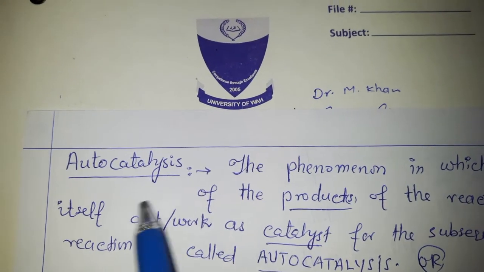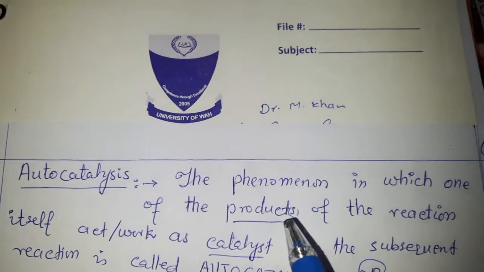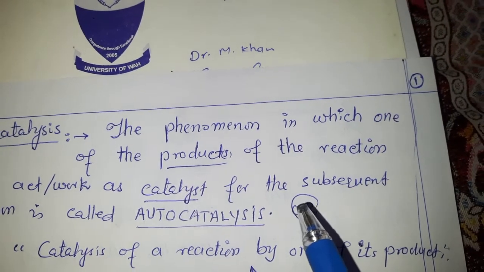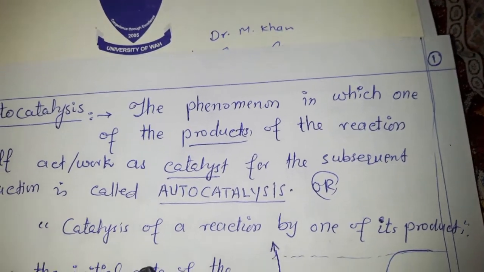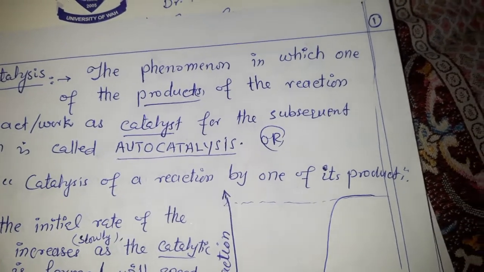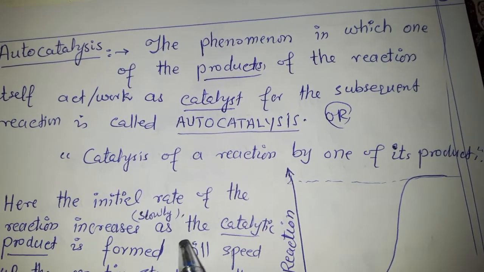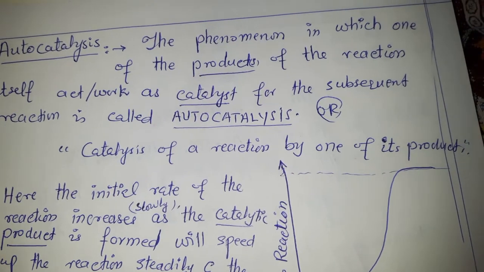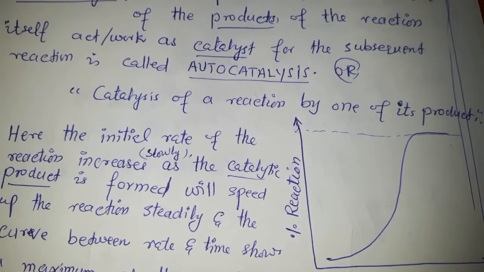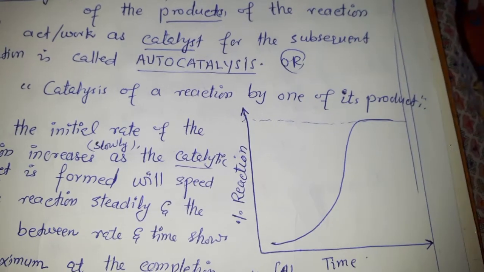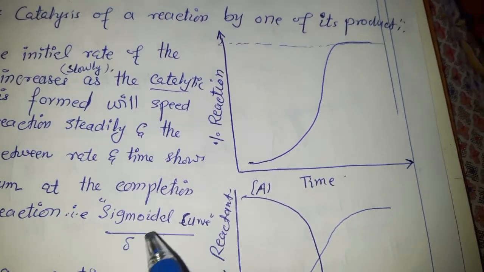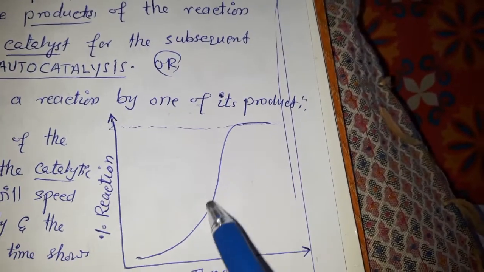So what is autocatalysis? Autocatalysis is a phenomenon in which one of the products of the reaction acts as a catalyst for the acceleration of the reaction, or this is the catalysis of a reaction by one of its products. Here the initial rate of the reaction increases slowly, and as the catalytic product is formed, it will speed up the reaction steadily. The curve between the rate and the time shows a maxima at the completion of the reaction, and the curve is a sigmoidal curve, similar to the sigma sign. You can see this curve here.